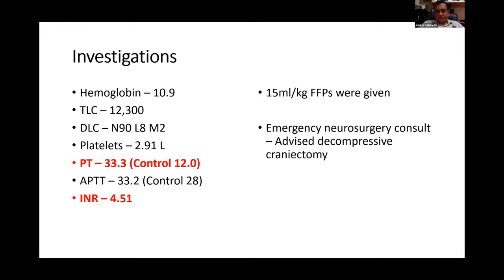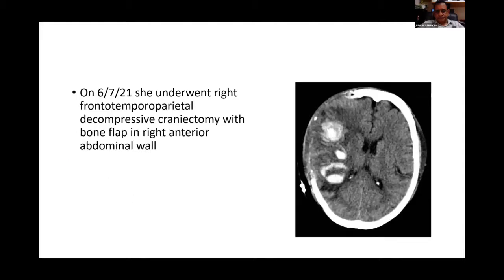So on 6th of July, she underwent a right frontotemporoparietal decompressive craniectomy with bone flap in the right anterior abdominal wall. And on 28th July, she was discharged in MRS stage.